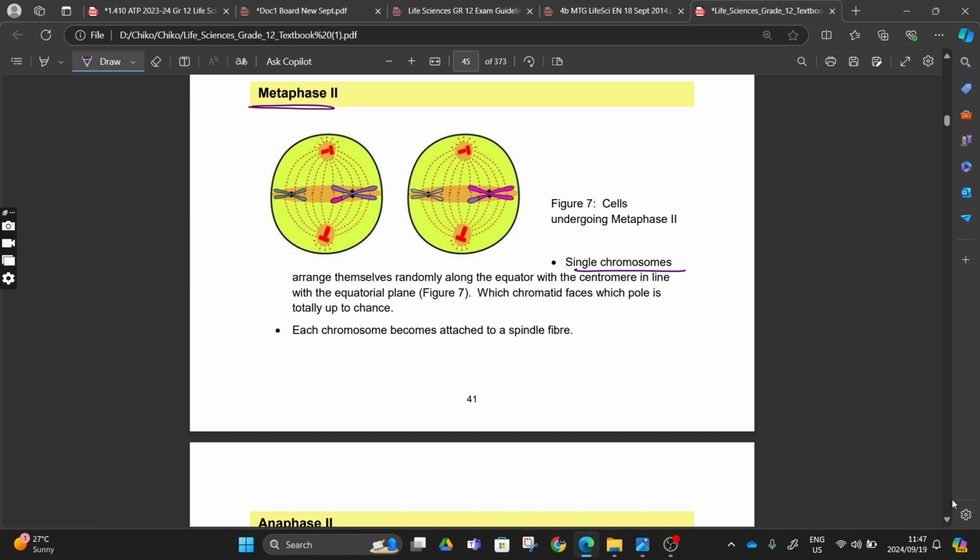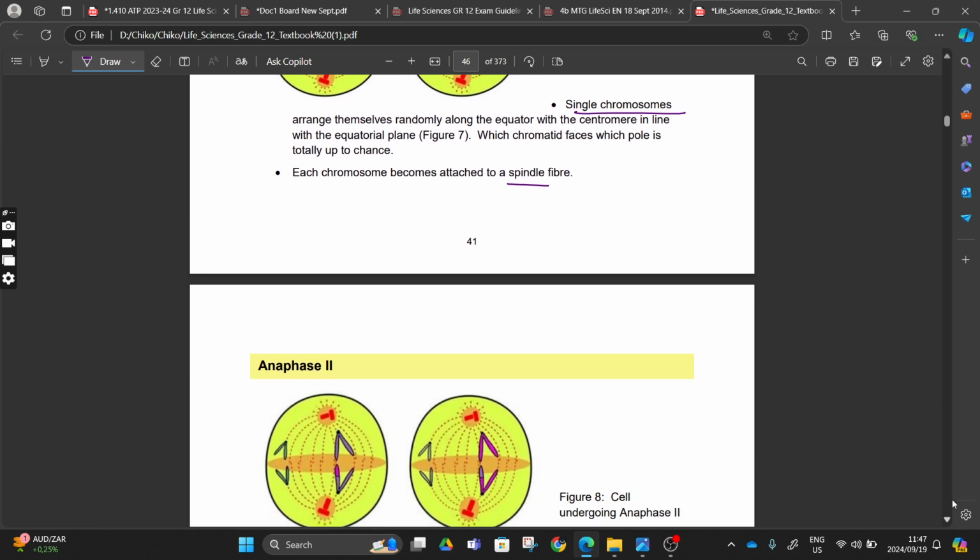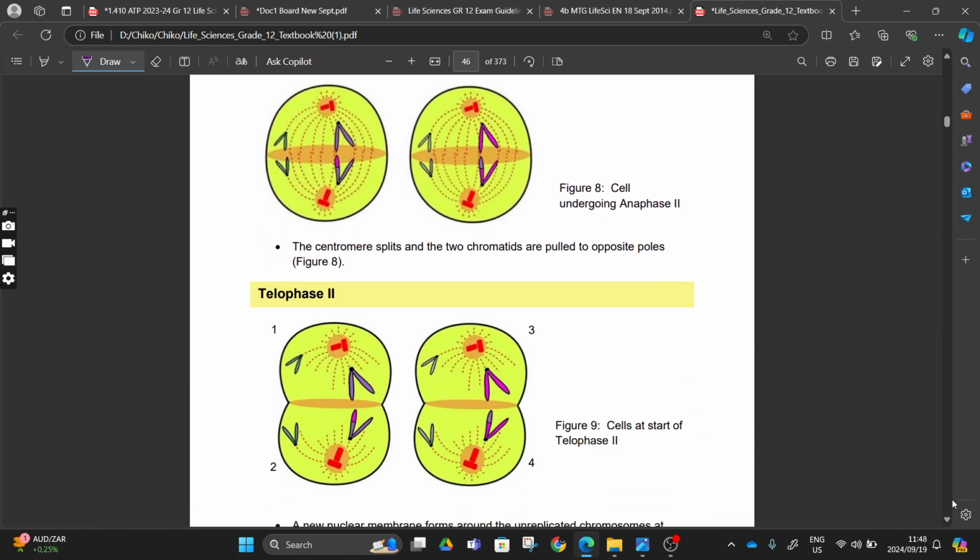And here we're also talking about the random arrangement, right? Each chromosome becomes attached to the spindle fiber, ready for anaphase 2. In anaphase 2, our chromatids are going to be pulled in opposite directions. As you can see now, we are only concentrating on our chromatids, right? They are pulled in opposite directions using our spindle fibers.